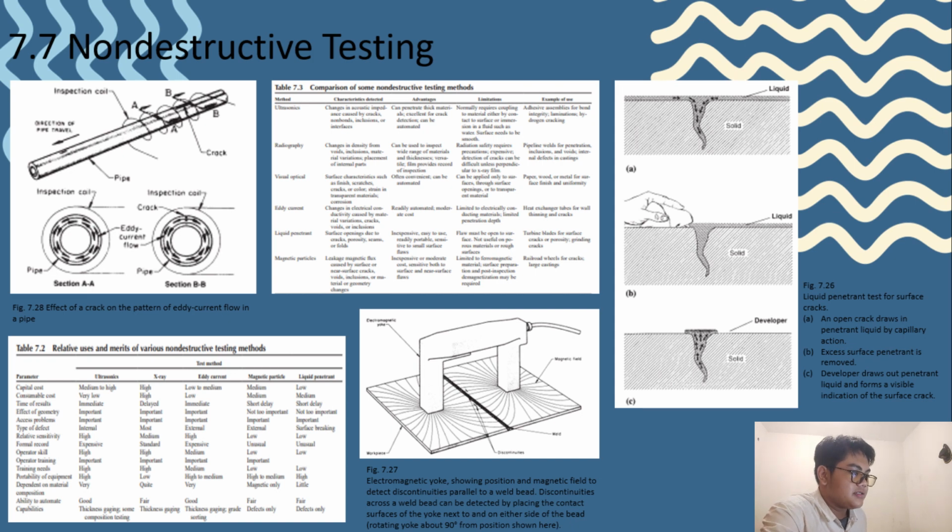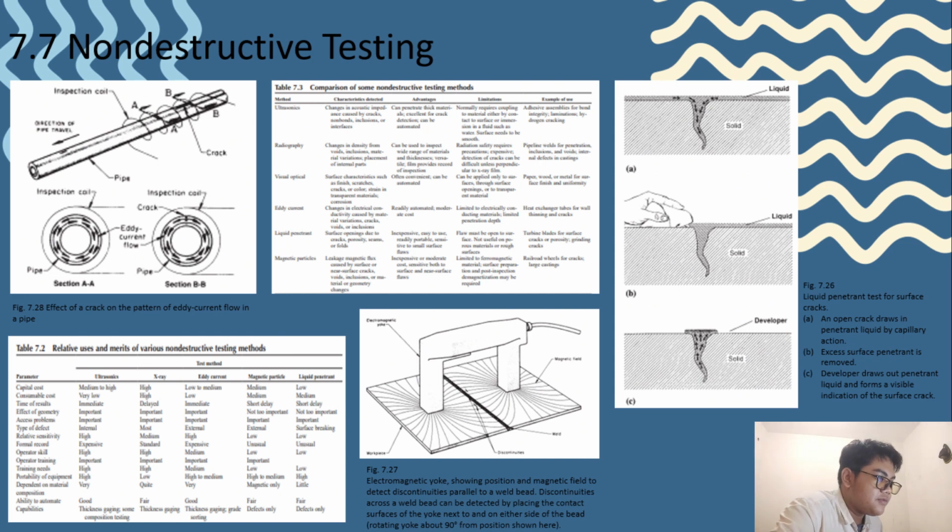Then we get Figure 7.26, the liquid penetrant test for surface cracks. A. An open crack draws a penetrant liquid in by capillary action. B. The excess surface penetrant is removed. C. Developer draws the penetrant liquid out and forms a visible indication of the surface crack.